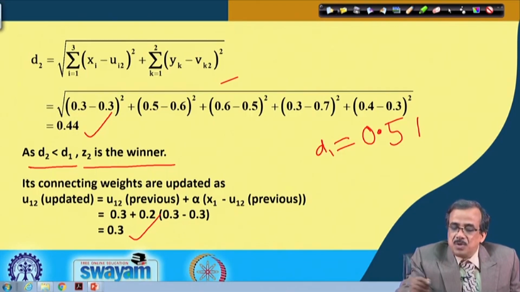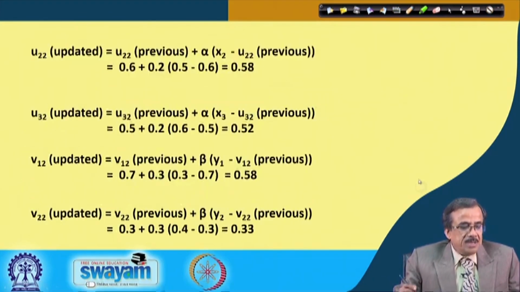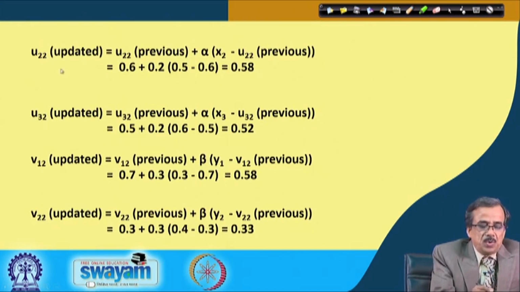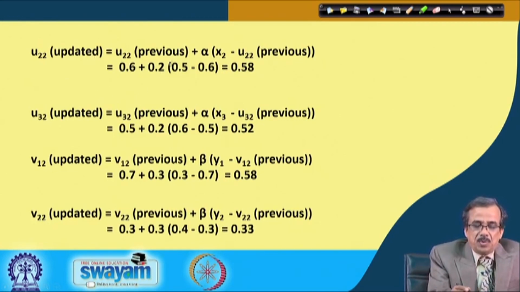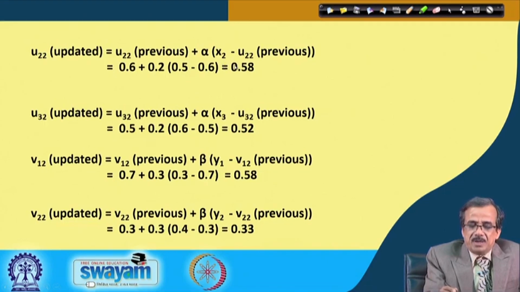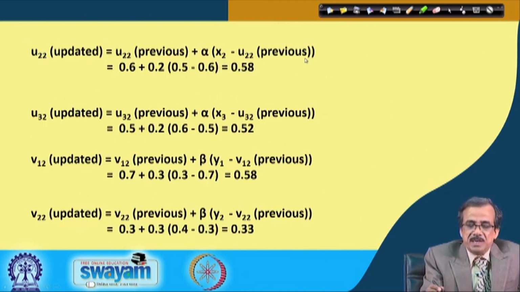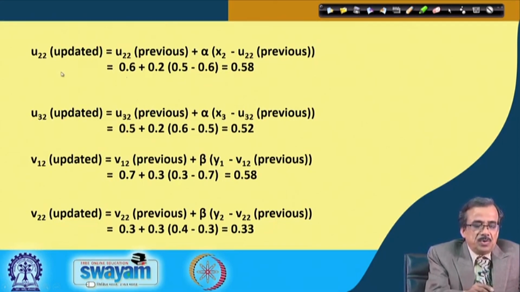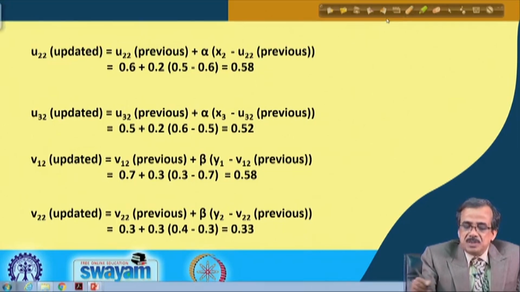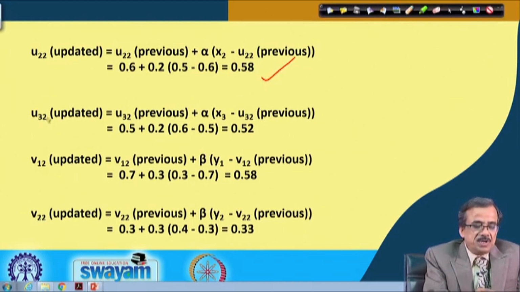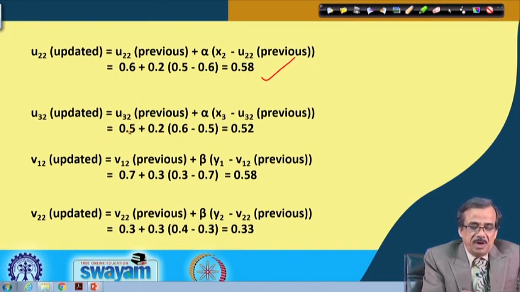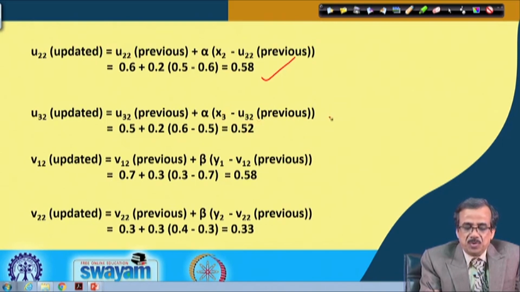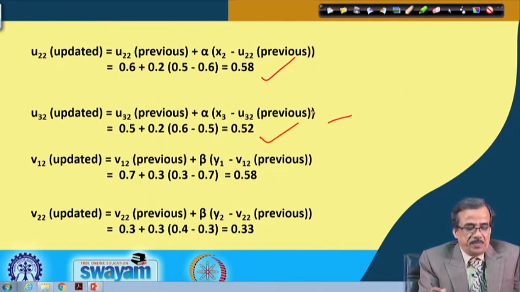Now, if you go for updating the other parameters, like u2 to updated, it is nothing but u2 to previous plus alpha into (x2 minus u2 to previous). If you substitute the numerical values and calculate, u2 to updated will be 0.58. Then u3 to updated is nothing but u3 to previous plus alpha into (x3 minus u3 to previous), and if you substitute the numerical values you will get 0.52.